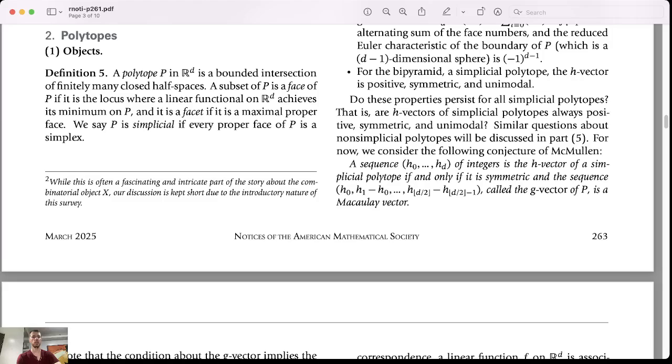Polytopes. Objects. Definition. A polytope, P, in real D space, is a bounded intersection of finitely many closed half spaces. A subset of P is a face of P if it is the locus where a linear functional on real D space achieves its minimum on P, and it is a facet if it is a maximal proper face. We say P is simplicial if every proper face of P is a simplex.